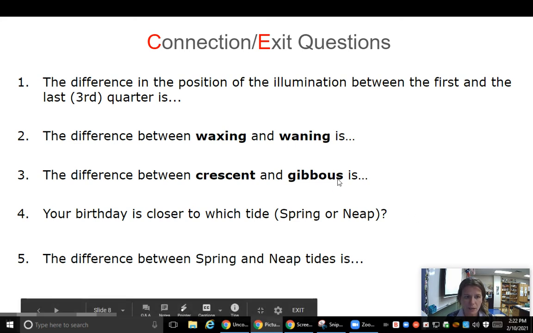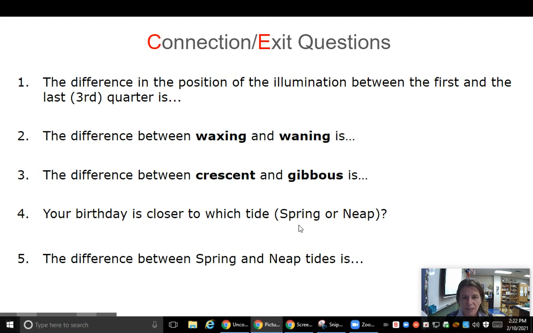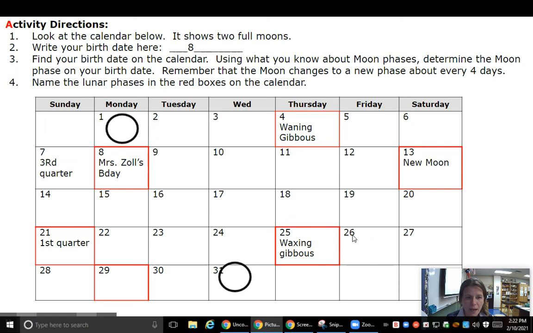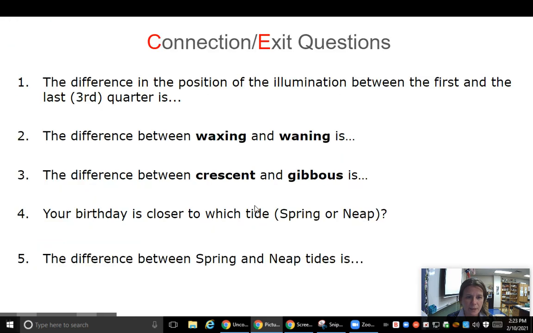Is your birthday closer to which kind of tide, a spring tide or a neap tide? I'll have to go back here, and here's my birthday. So I would be pretty close to a neap tide since I'm at a third quarter. Remember, first and third quarters are where you have your neap tides.